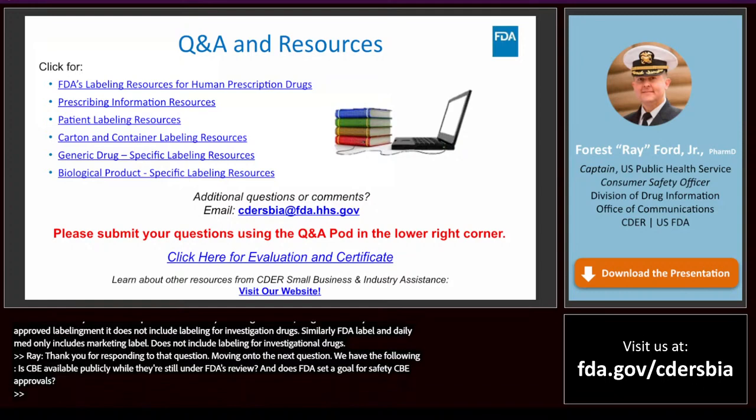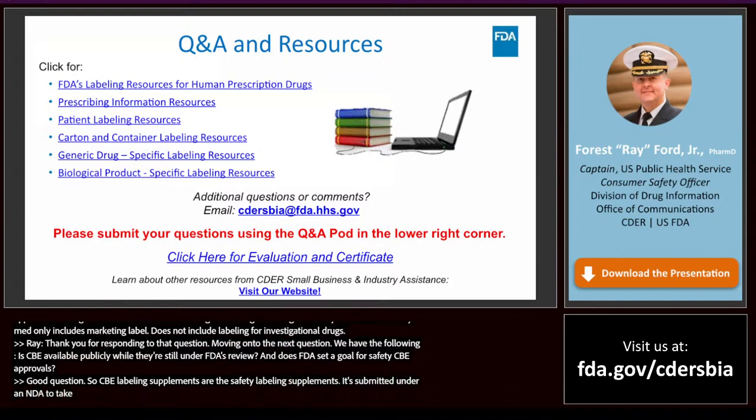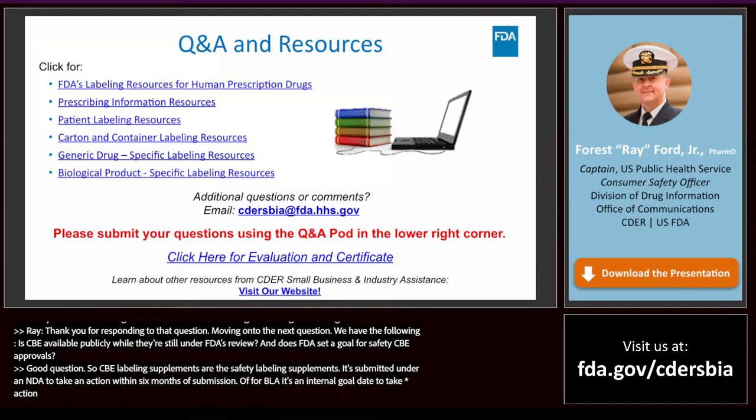Good question. So CBE-0 labeling supplements are the safety related supplements. We're required, if it's submitted under an NDA, to take an action within 6 months of submission. For BLAs, it's an internal goal date to take action within 6 months. We are working, generally we don't get many CBE-0 labeling supplements. The last time I checked, we had 100.